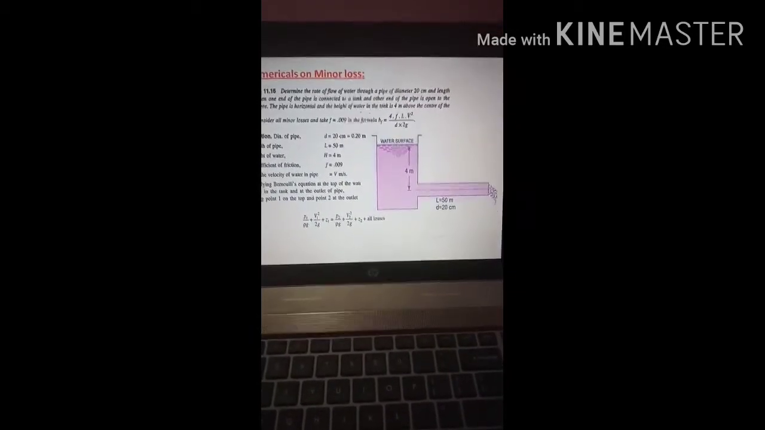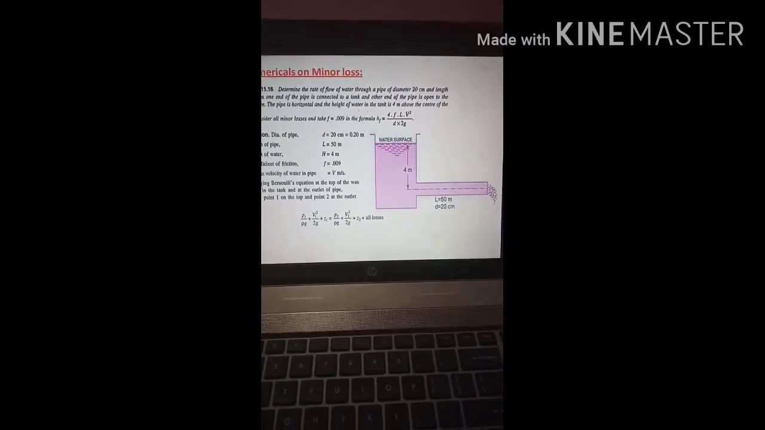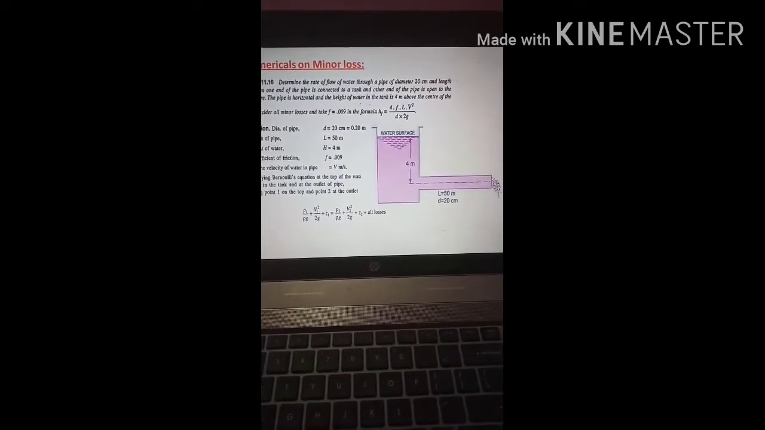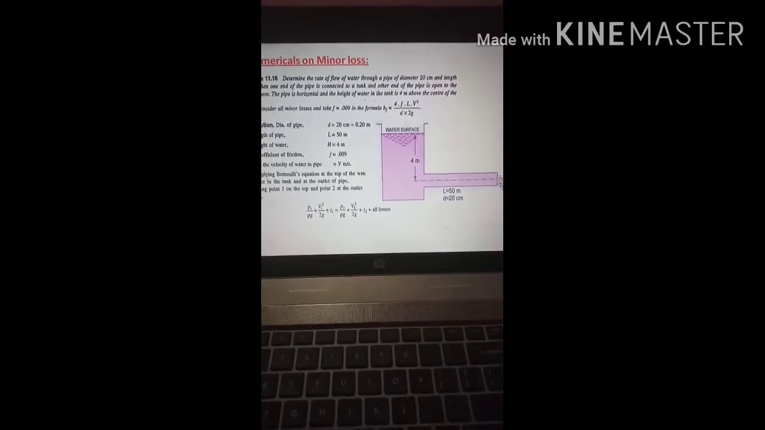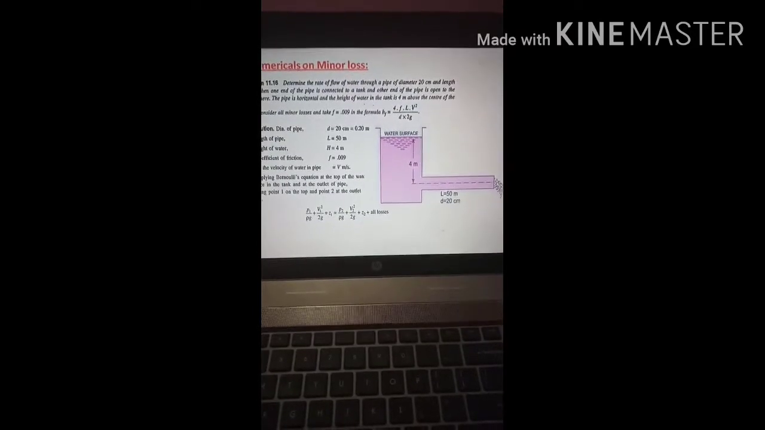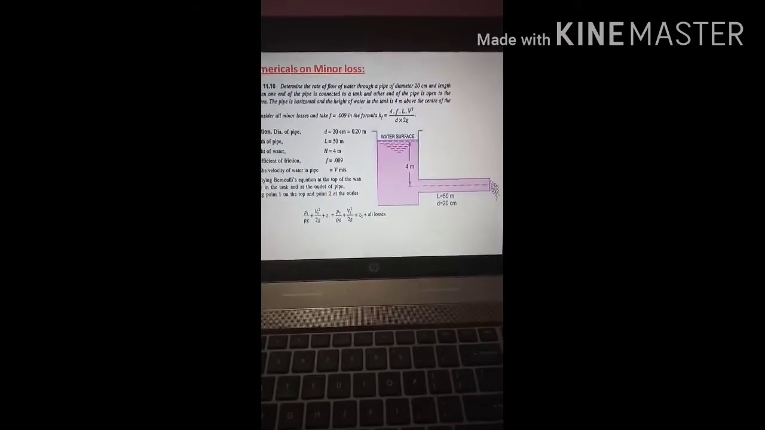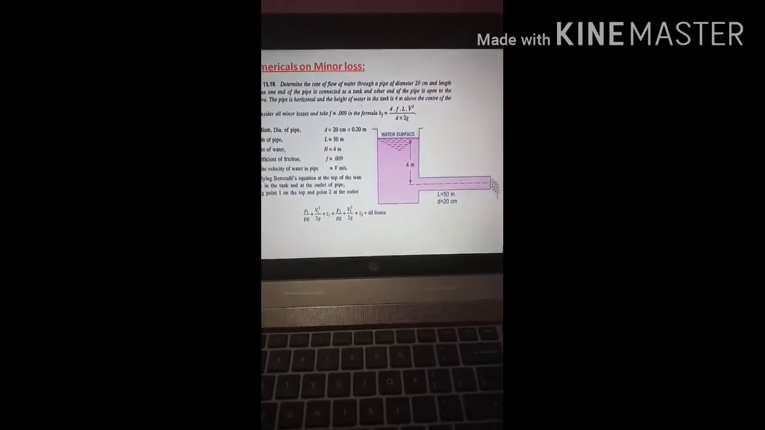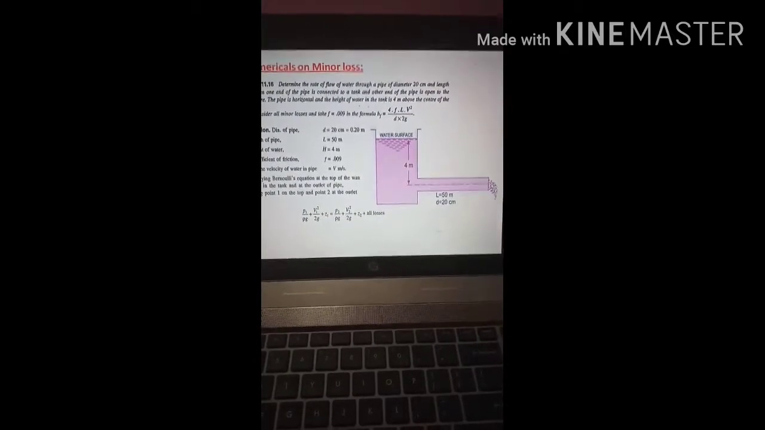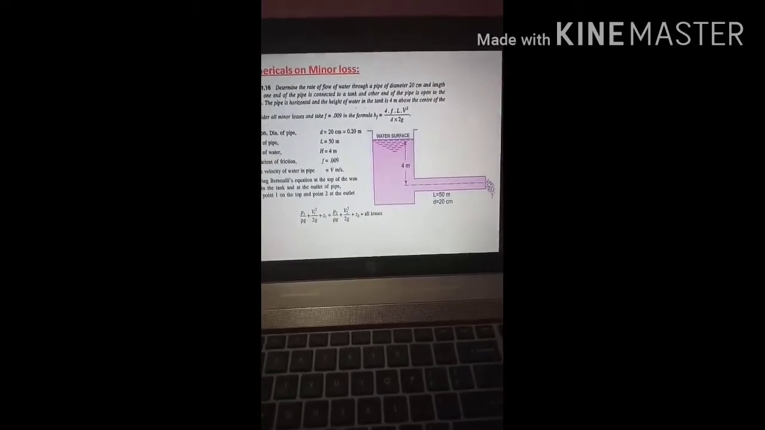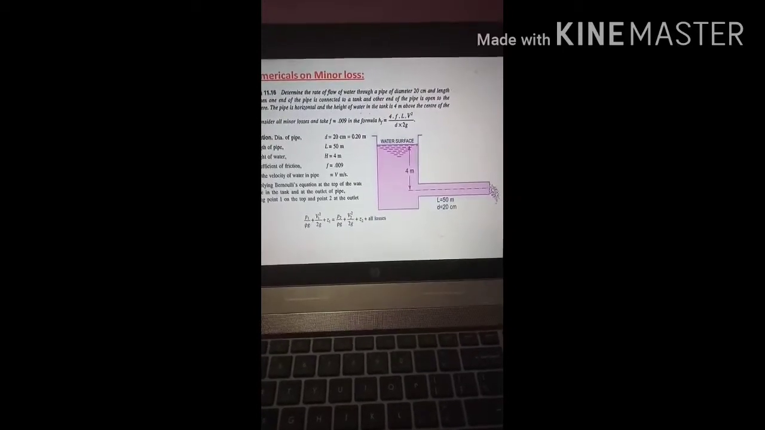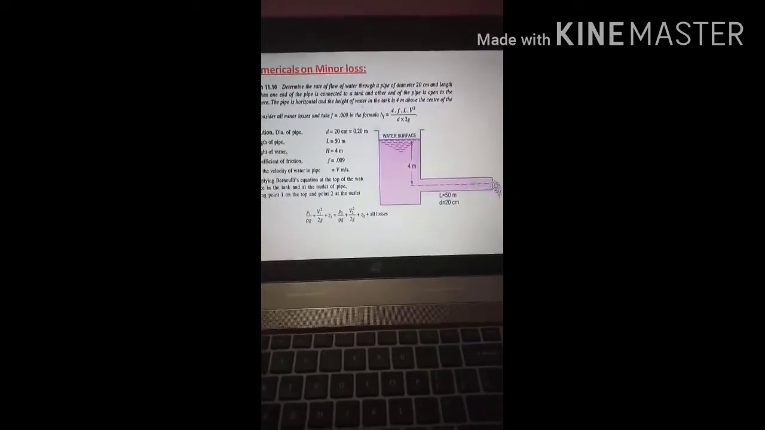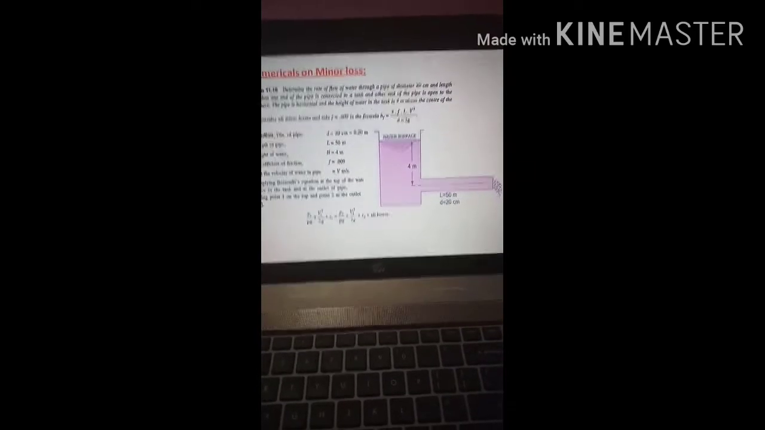And the losses will be, one the major loss HF, and the other the entrance loss. At the pipe entrance there will be a loss of head due to entrance, and that is given by 0.5 V square by 2g. So that entrance loss you have to consider. Don't consider the exit loss here, because in Bernoulli's equation we have already considered V2 square by 2g. Otherwise it will be a repetition.